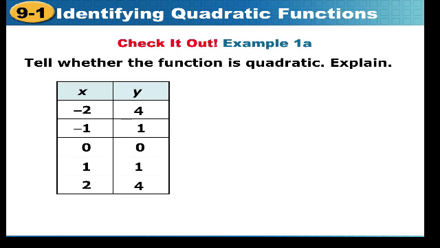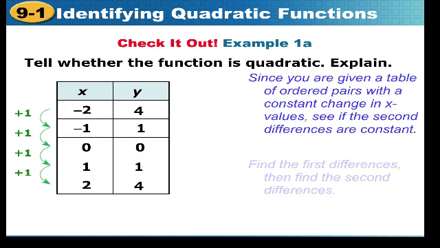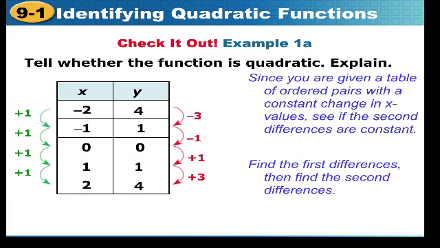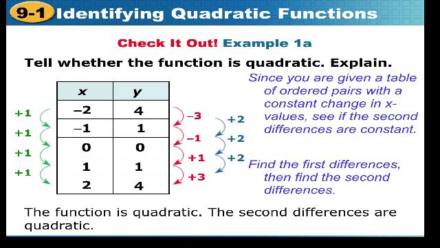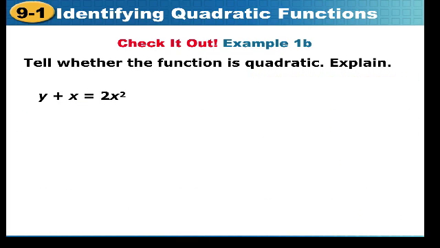Example 1a. Tell whether the function is quadratic. Explain. Since you are given a table of ordered pairs with a constant change in x values, see if the second differences are constant. Find the first differences, then find the second differences. The function is quadratic. The second differences are constant.